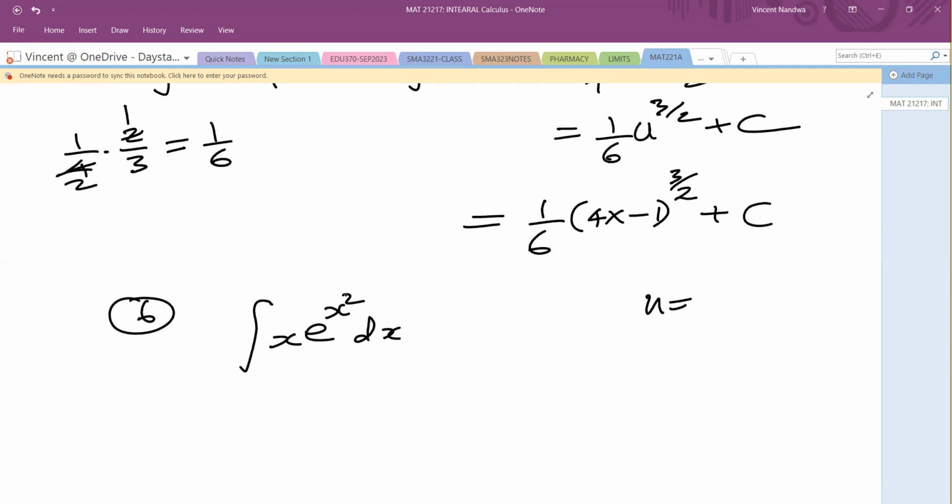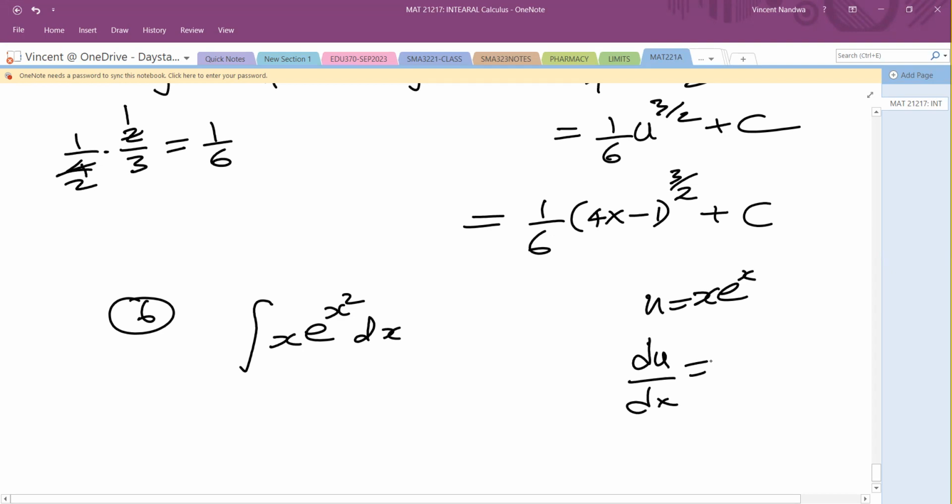E raised to x. X e raised to x. So then now the du dx will be x e raised to x. You are sure? Plus 1. Okay. Which rule are you using?